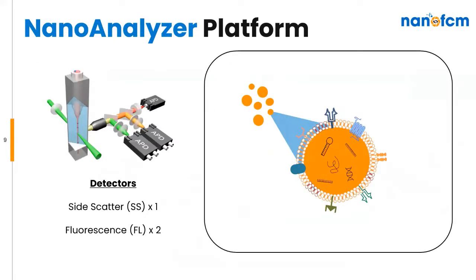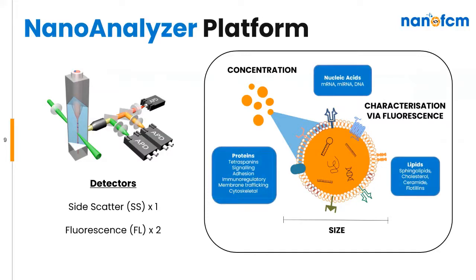With one side scatter detector and two fluorescent detectors, the Nanoanalyzer can perform label-free analysis to provide size and concentration measurements of individual particles, and fluorescent labeling is also possible. Working with fluorescence can be very flexible, with both single and dual staining of external proteins, lipids, and nucleic acids possible. This really allows individuals to identify and characterize EV subpopulations within their samples very easily.